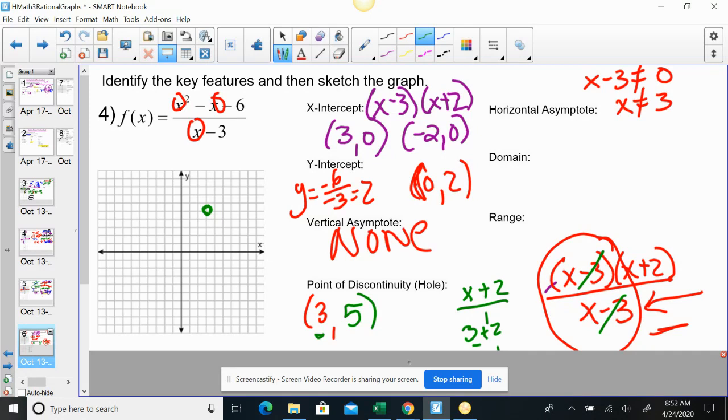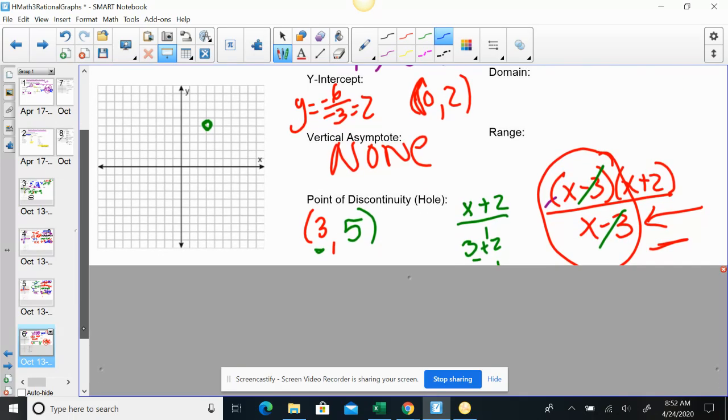My horizontal asymptote, I'm thinking Bobo Botten eats DC. So if I look, I have a degree of 1 on the bottom and a degree of 2 on the top, so the numerator is greater than the denominator, bigger on top, none. So I have no horizontal asymptotes.